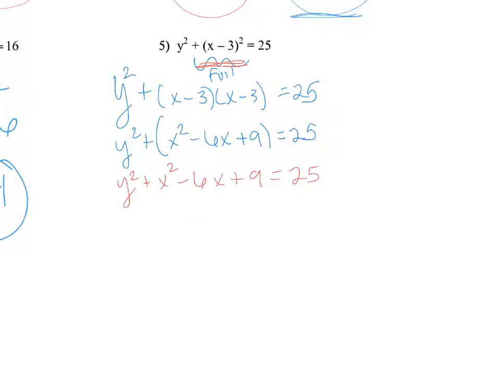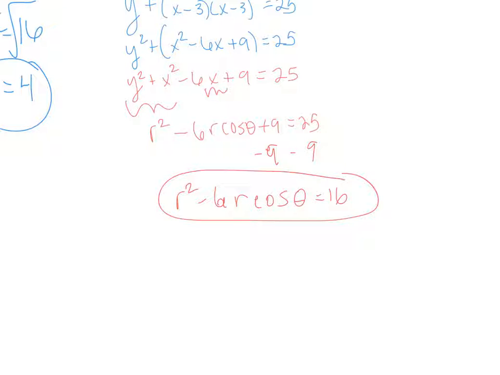Okay, then this next one, we have to FOIL. We then look and see what we can replace. So x squared plus y squared is r squared. We can replace x with r cos theta, and 9 equals 25. So once we do our replacements here, our final answer is r squared minus 6 r cos theta equals 16. We're not able to isolate r.